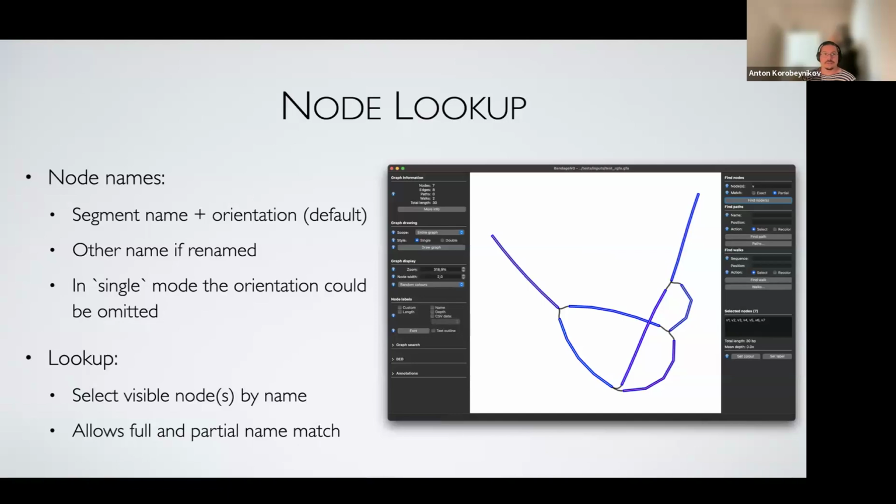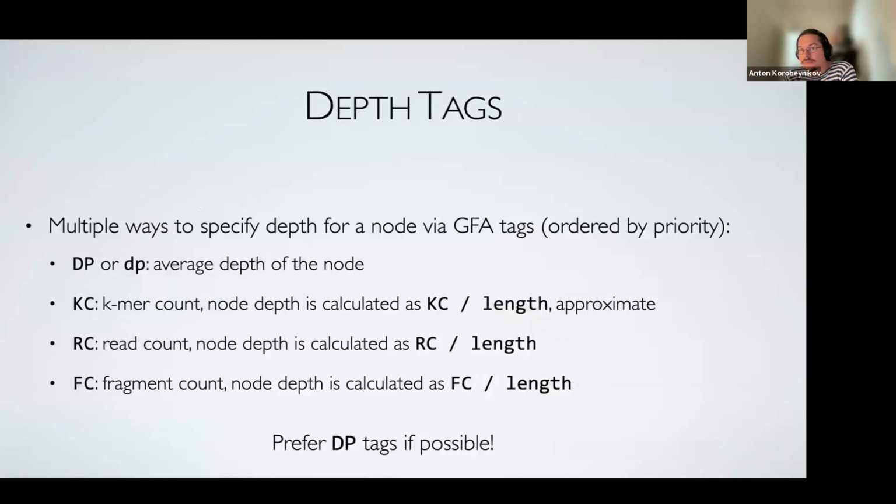You could also rename the node, and by default, the node name is, as I said, segment name and orientation. There are two different ways we can show the graph, single or double. Double means that we show both strands, but in many cases this is not necessary. So in single mode, the orientation could be omitted. We just try to infer whatever is drawn. In the lookup, you could select visible nodes by names, and it allows both full and partial name match.